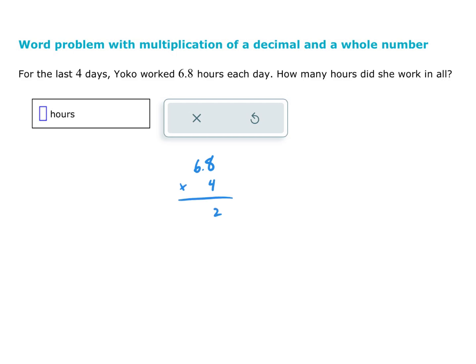8 times 4 is 32. 6 times 4 is 24, plus 3 is 27. Now we're going to count 1 digit back because there was only 1 digit behind the decimal in the problem. So we have 27.2, and our unit is hours.